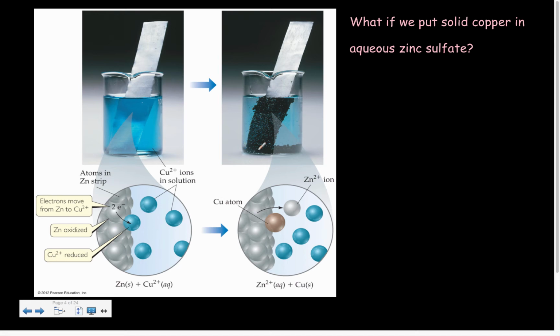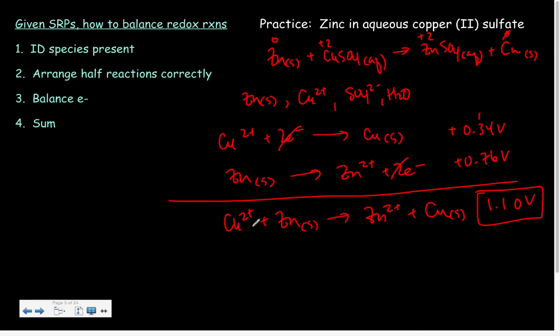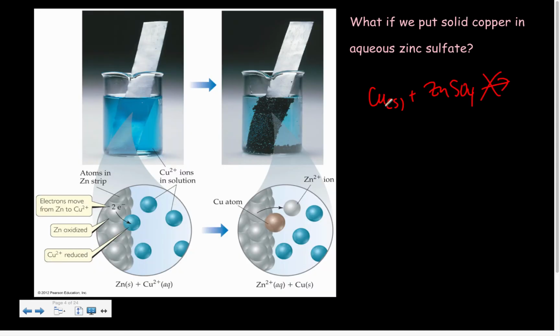Now, thinking about that from another point of view, what happens if I put copper solid in a solution of zinc sulfate? No reaction. Because if we go back here, if this reaction has a positive voltage in the forward direction, if I wanted to reverse this, it would have a negative voltage, meaning that this reaction does not occur. Okay?